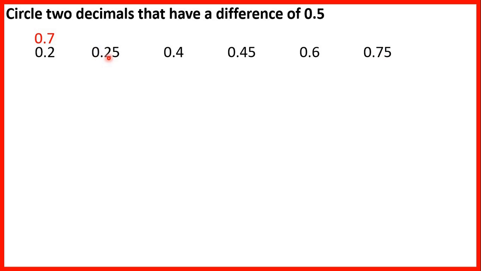We have 0.25. To make a difference of 0.5, we would need to subtract that from 0.75. That would give us 0.50, but remember, 0.50 is the same as 0.5 because we can ignore zeros on the end of decimals. And we do have 0.75 as one of our options, so we need to circle 0.25 and 0.75.